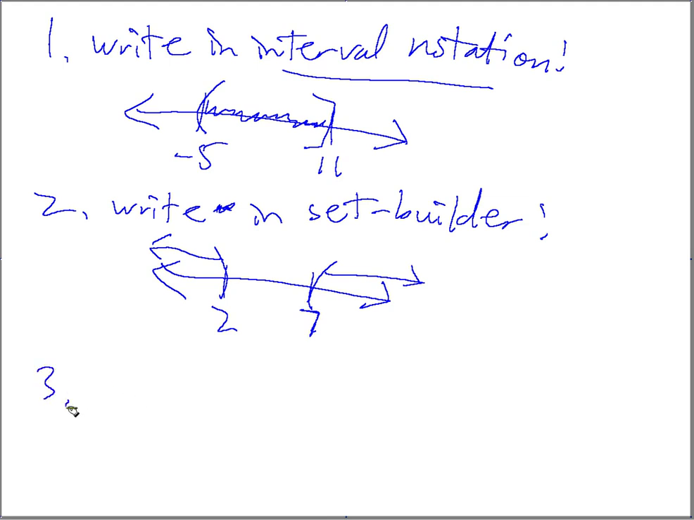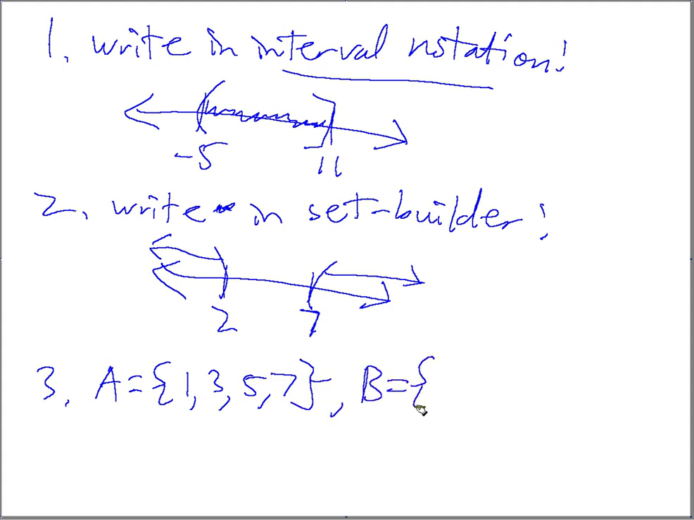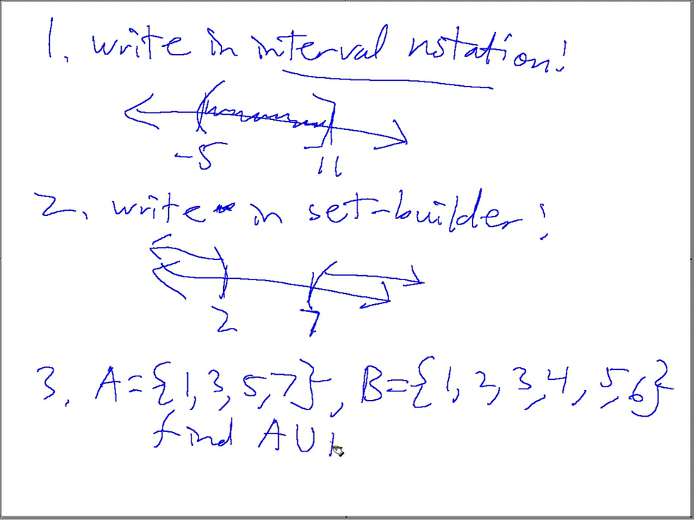And last but not least, let's say set A consists of the following digits: 1, 3, 5, and 7. And let's say set B consists of the following numbers: 1, 2, 3, 4, 5, and 6. And obviously, as you may suspect, I want you to find the union and the intersection of these two sets. So find A union B, and also find A intersect B. Find out what they have in common. Find out, if I join them into a bigger set, what kind of numbers will be included in it.